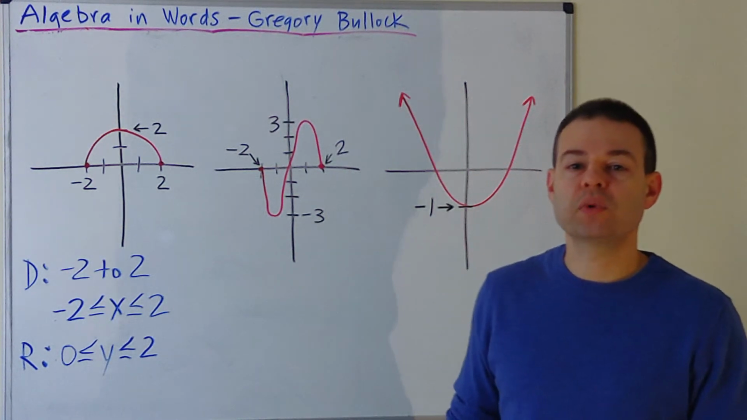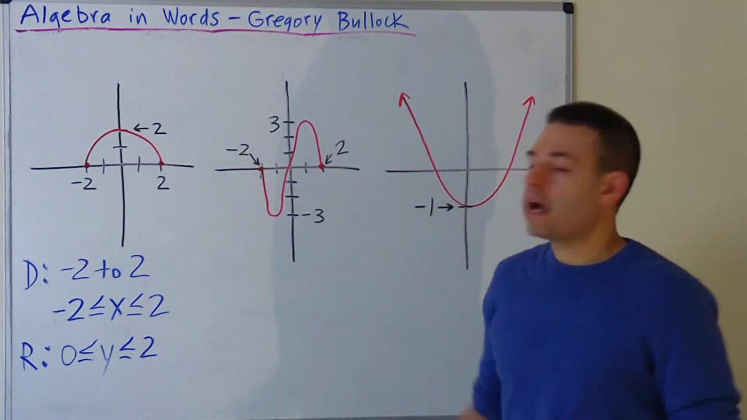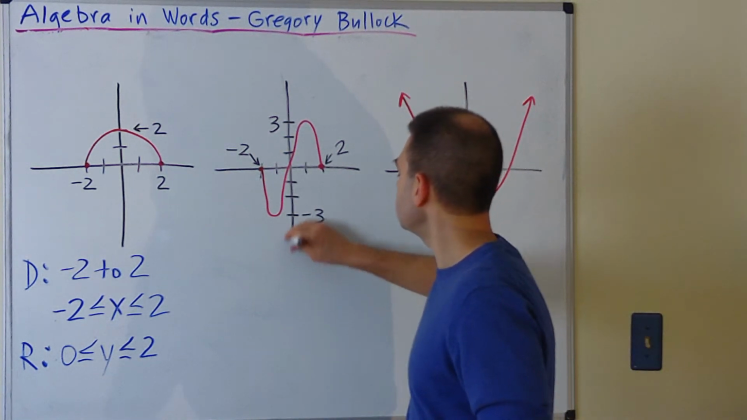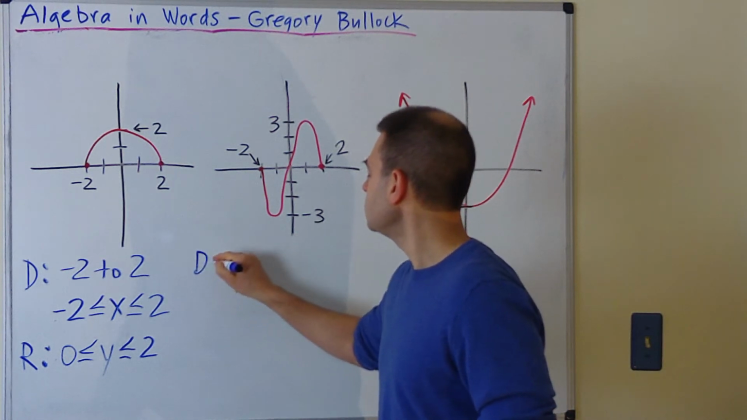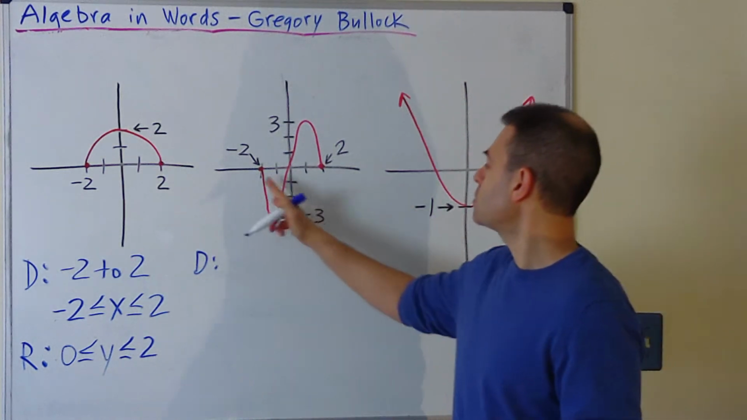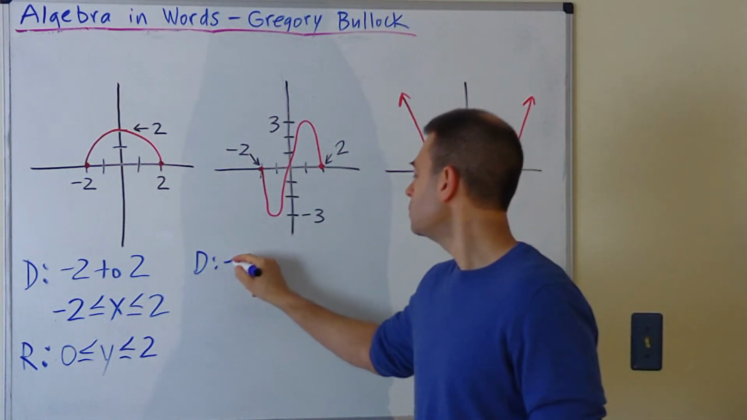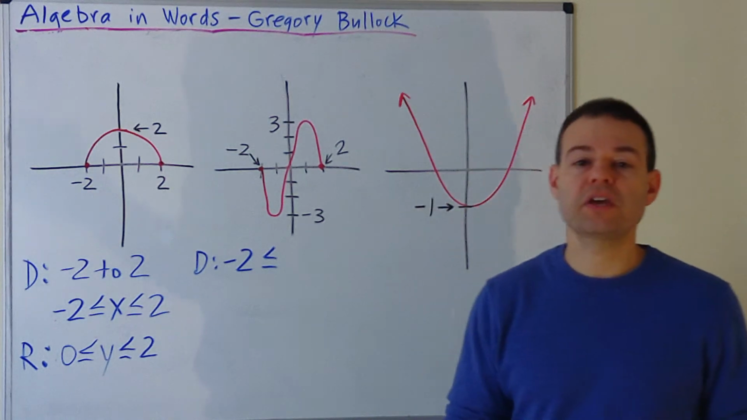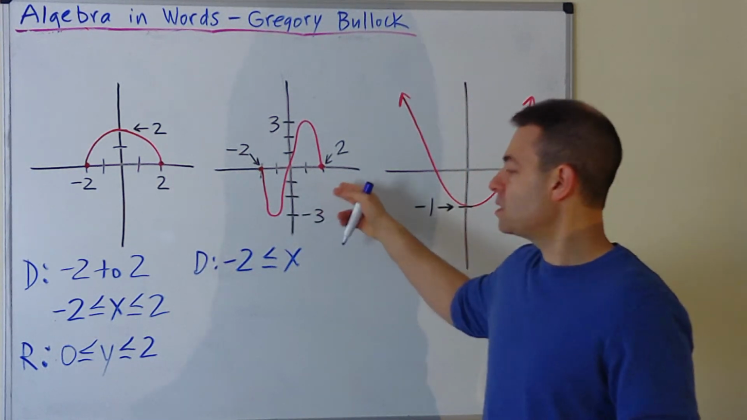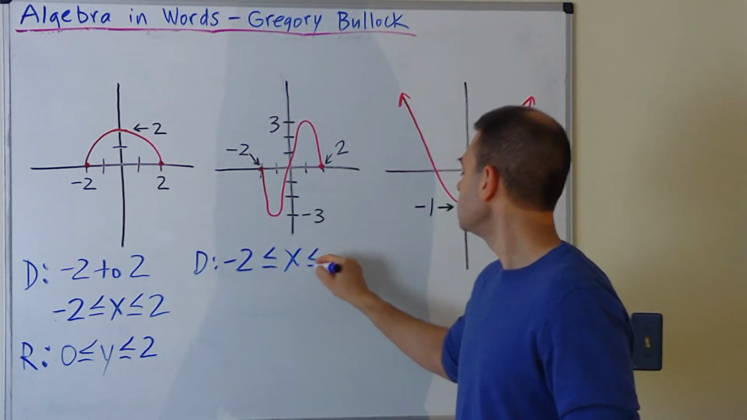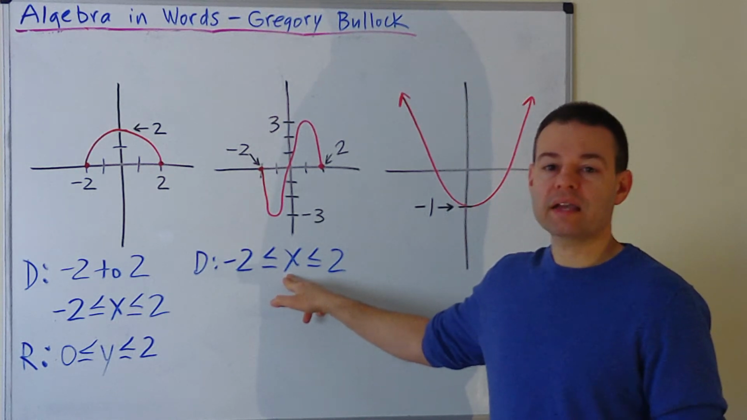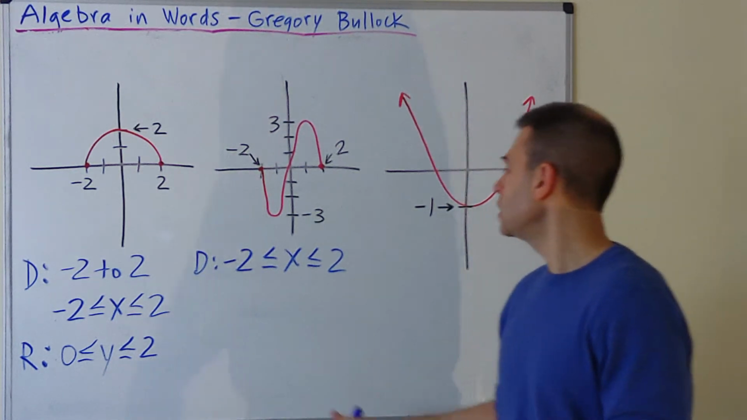Okay, let's look at the next one a little faster. We have this graph here, and so let's just go right to the domain. We're looking only at the horizontal, all the possible horizontal points. So starting here, -2 less than or equal to x. And where does it end? It ends at 2, coincidentally, like the last one. So the domain is -2 is less than or equal to x is less than or equal to 2. Let's look at the range.